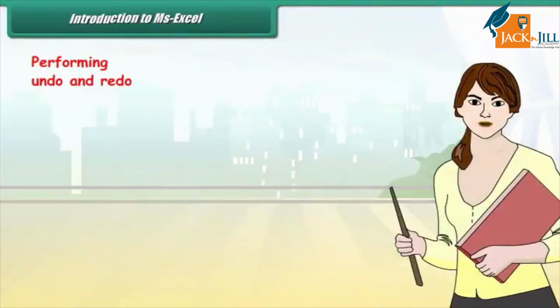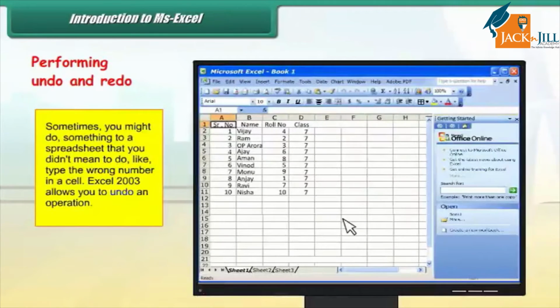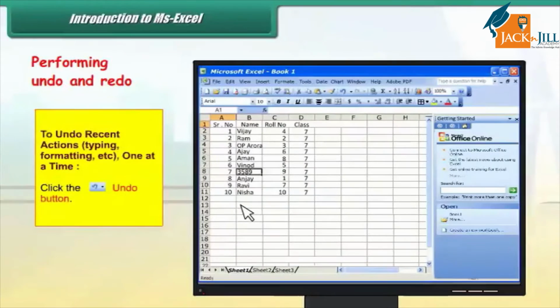Performing undo and redo. Sometimes you might do something to a spreadsheet that you didn't mean to do, like type the wrong number in a cell. Excel 2003 allows you to undo an operation. To undo recent actions like typing, formatting, etc. one at a time, click the Undo button.